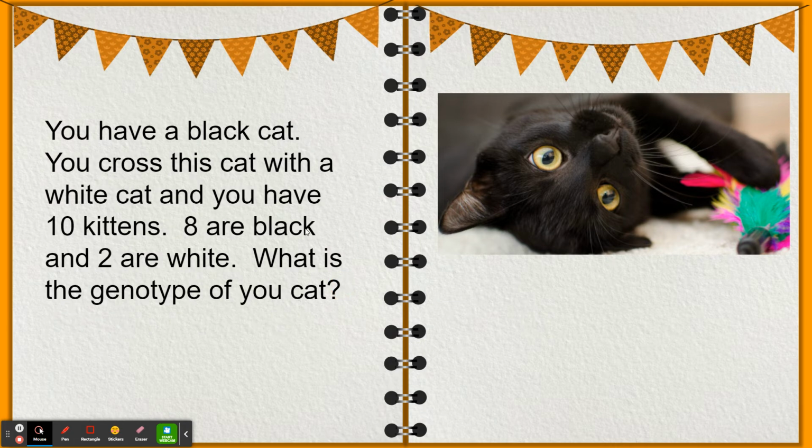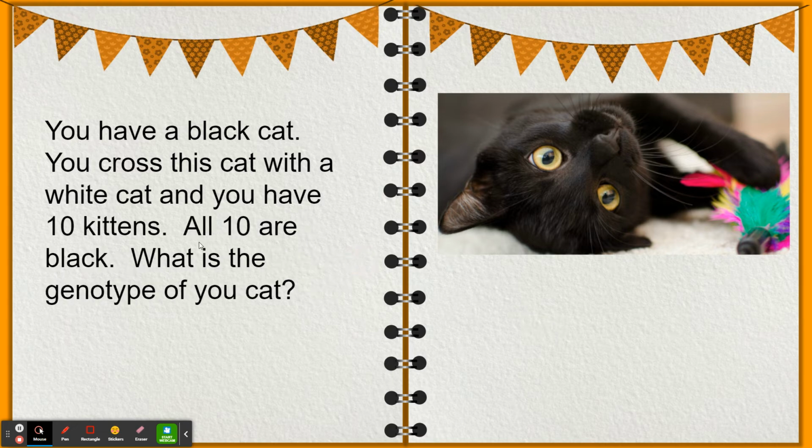So now let's look at the offspring. Let's say we have 10 kittens and 8 are black and 2 are white. What does that tell me about the genotype of my parent in this test cross? It tells me that my cat must have been big B, little b because it passed on that little b to those white kittens.